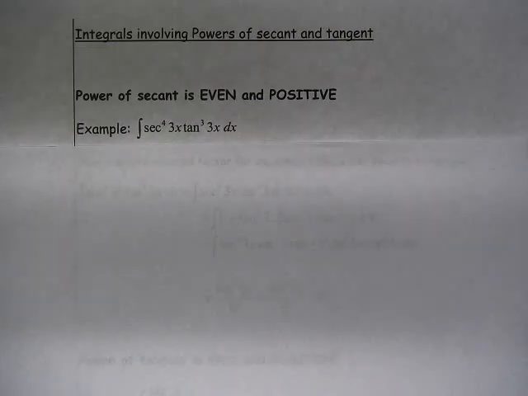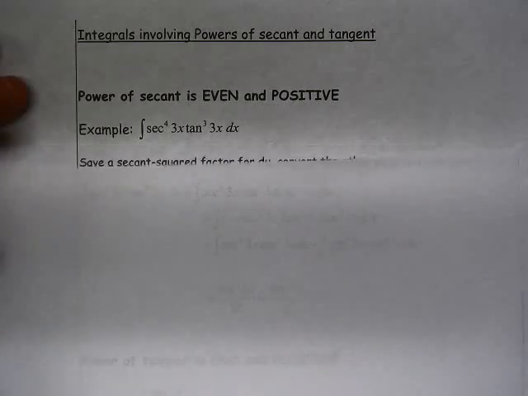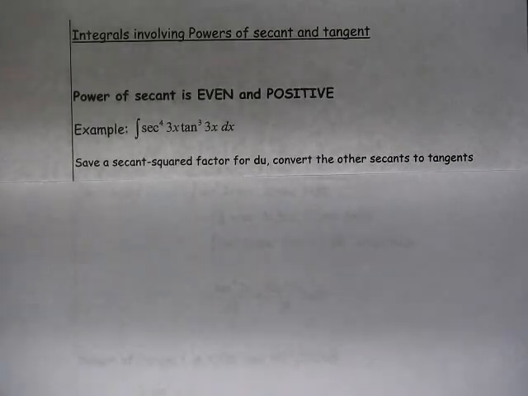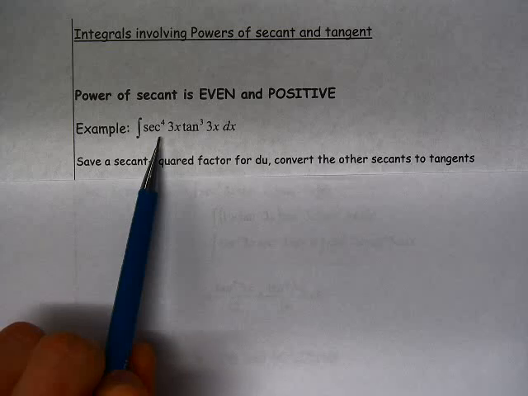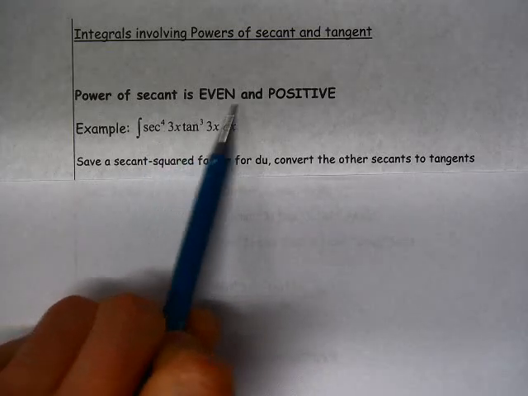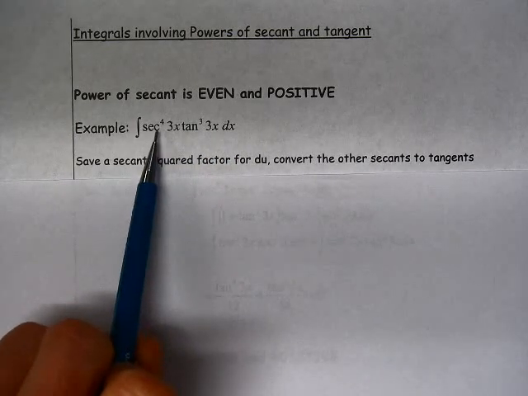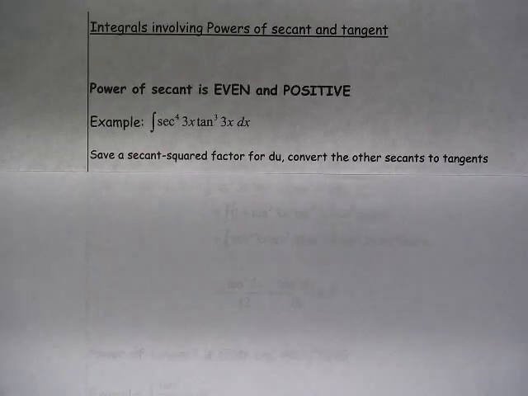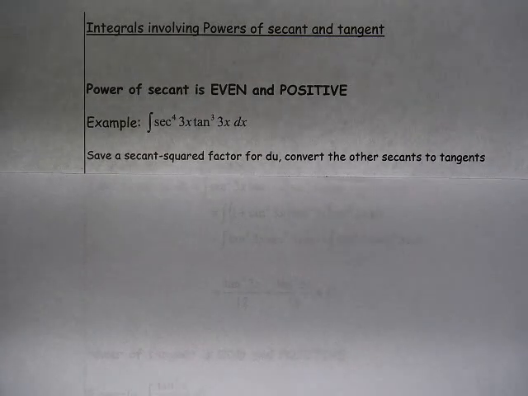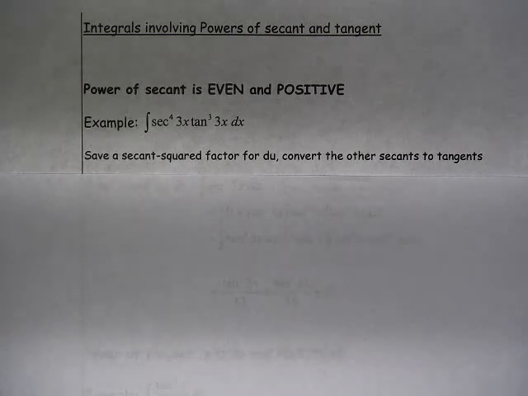So here's one. We have secant to the fourth, an even positive power of secant, and then we have tangent cubed. So here we're going to save a secant squared factor for the du and convert everything else into tangents. Keep in mind, the derivative of tangent is secant squared, right? So we're going to save a secant squared factor, and since it's an even and positive power, when we save a secant squared, we'll still have an even power of secant, which we can then use a Pythagorean identity to turn into tangents.